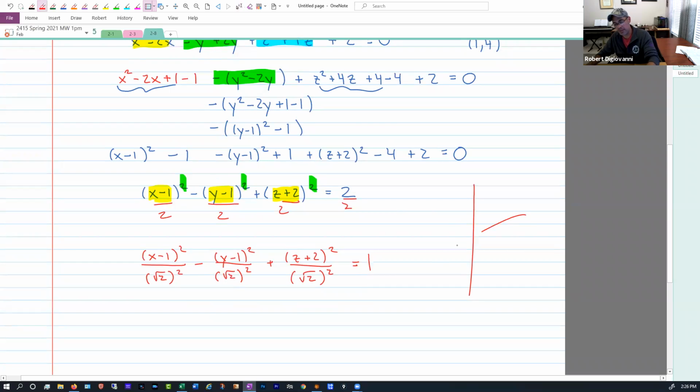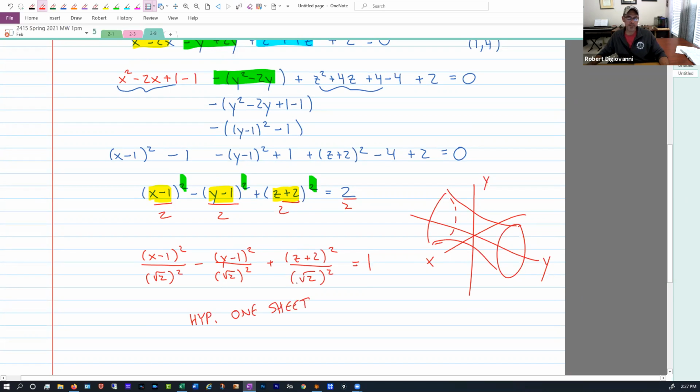So you don't need to do this, but it's going to be like a funnel kind of that way, like that, down the y-axis. It's a hyperboloid of one sheet.